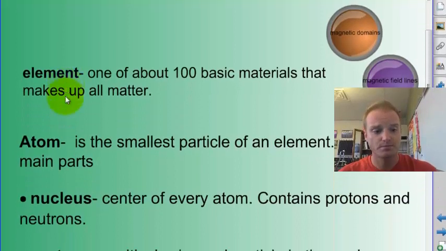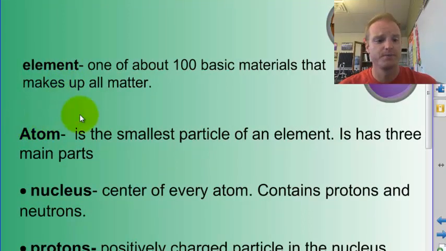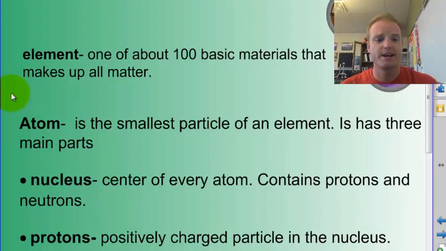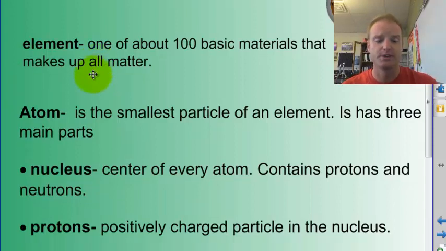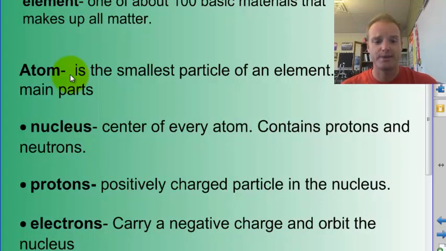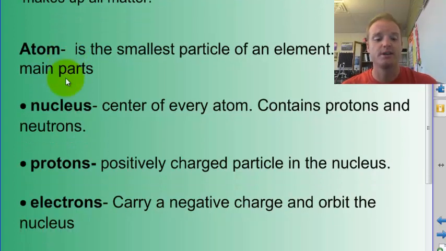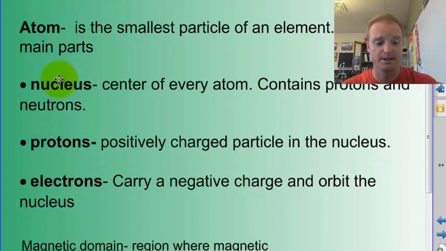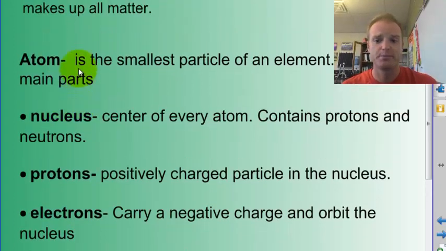So this all starts with different types of elements. And there's about 100 different materials that make up all matter. And it starts with that tiny atom. That's the smallest particle of an element. And again, it has just those three main parts. The nucleus, the center of every atom, contains the protons and neutrons. The proton is a positive charge. Electrons have the negative charge, and are on the outside. So that's a basic part. And we need to know that to think about how these magnetic domains work.